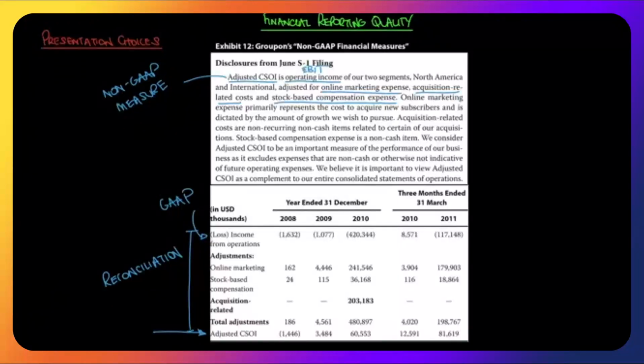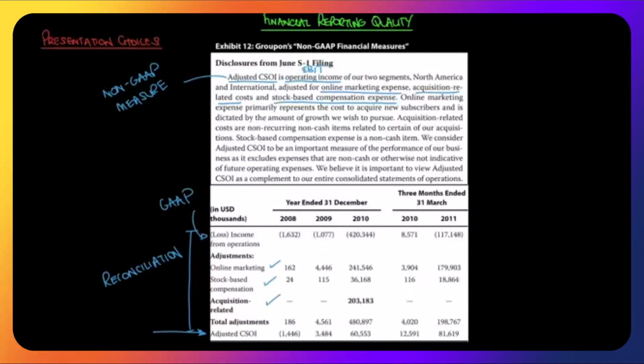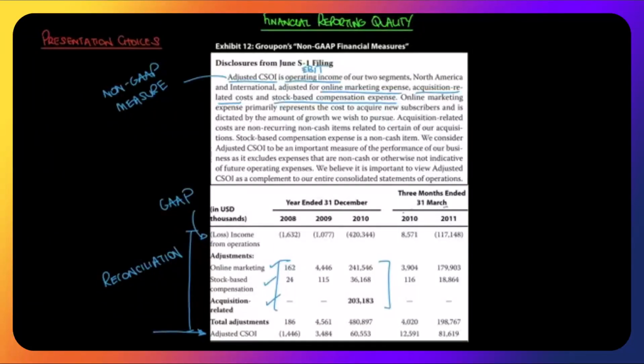And what adjustments do we have? Online marketing, stock-based compensation, and acquisition-related. Okay. There you go. That's what we're excited about. This is just because they adjusted their year ends. There's nothing funky going on there. Now, of those three, let's go back to the previous page and think about what they were doing. Let's start with the bottom one, acquisition-related. Big one-off.